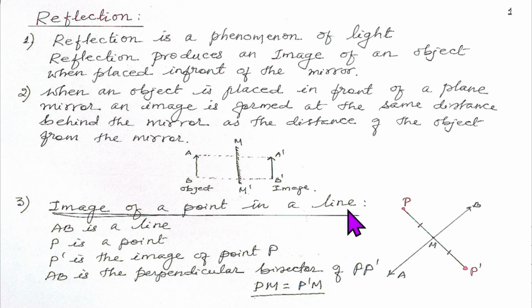Now, image of a point in a line. Let us say a point is there, P, and there is a line AB. Drop a perpendicular PM, and extend it to P dash such that PM and P dash M are equal. Then P dash is called the image of P in line AB. So please remember that. Again I'll repeat, P is a point and P dash is the image of P. For that, draw PM perpendicular to AB and extend it to P dash such that PM is equal to P dash M. Then P dash is the image of P in line AB.